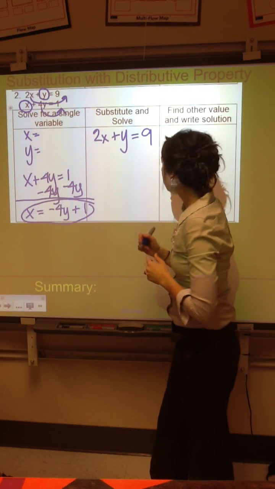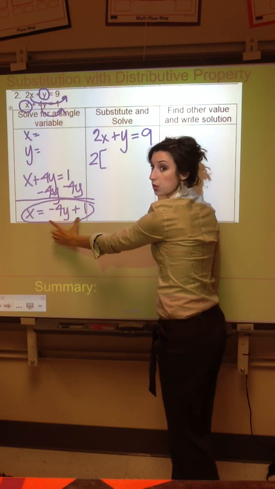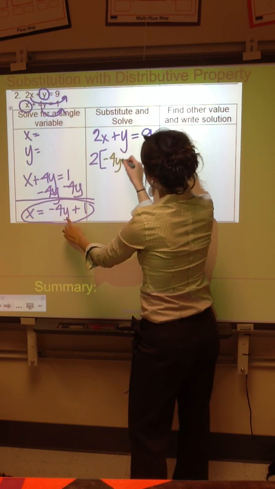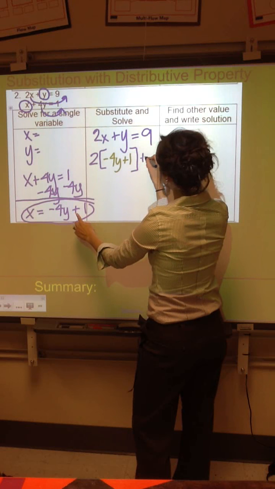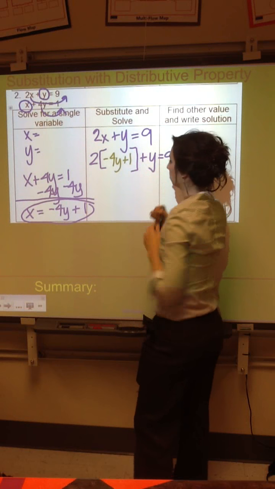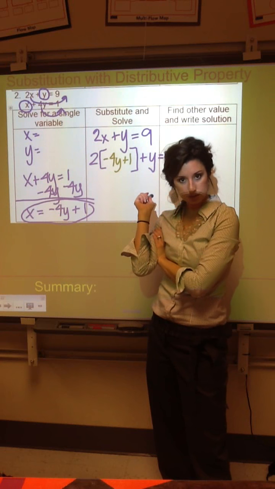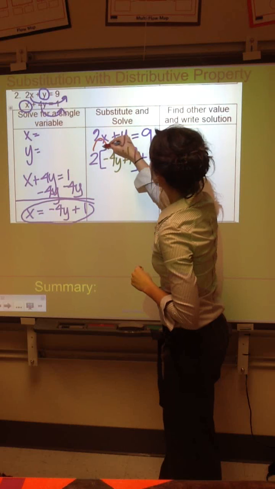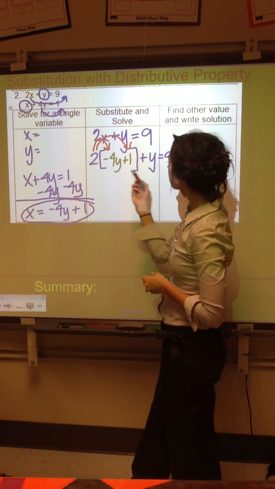Okay, so we're going to go slow. Here we go. 2, brackets. My new x is the whole thing. Negative 4y plus 1, close your brackets, plus y, I'm just recopying, equals 9. Okay, now does this look a little familiar? Remember whenever we have parentheses, what do we always do? You guys are so smart. Arrow, arrow. What kind of property is that? Distributive.